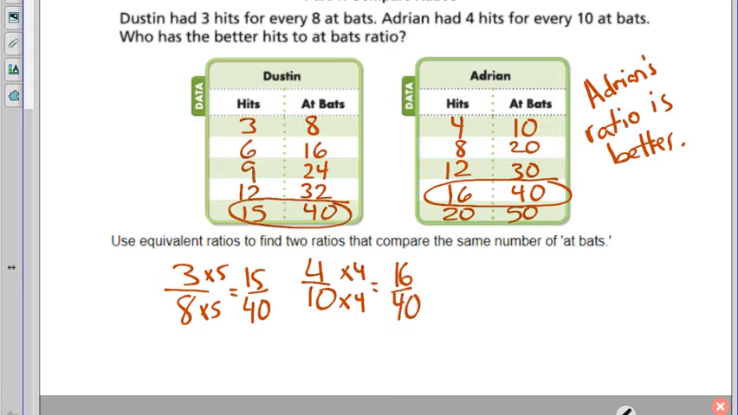And you can see that 15 40ths is a lesser ratio than 16 40ths. In other words, 15 is less than 16. Adrian's still the better batter.